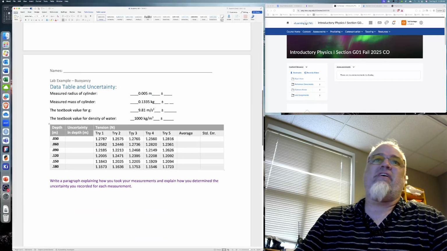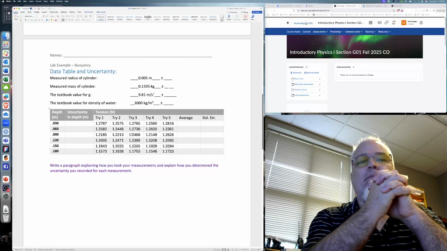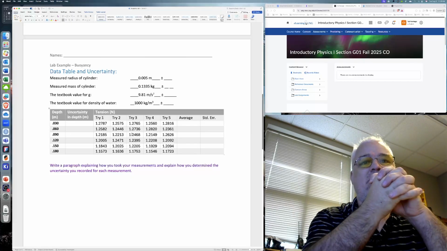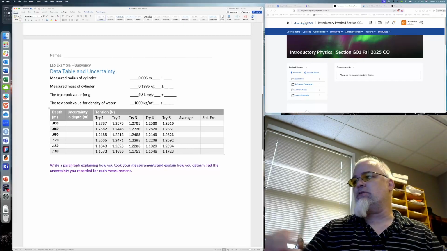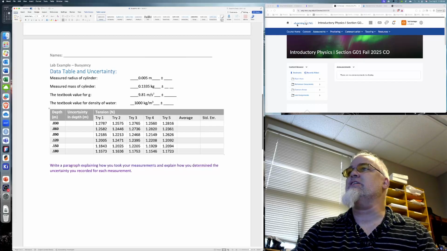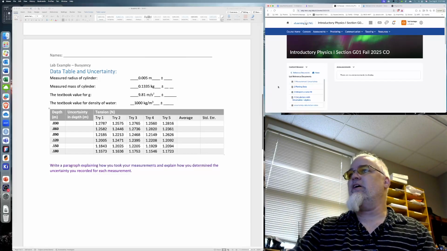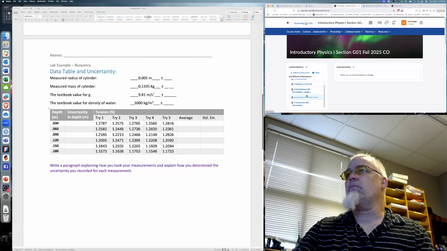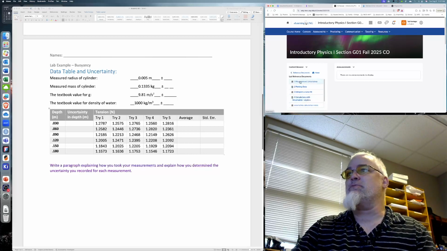And what you're going to find from me is that every time we take a measurement, I want to know what the uncertainty of that measurement is. So this is a good time to go to D2L and look at my lab reference documents. There are a couple of important documents in here. Measurement uncertainty is the one we're going to be thinking about right now.